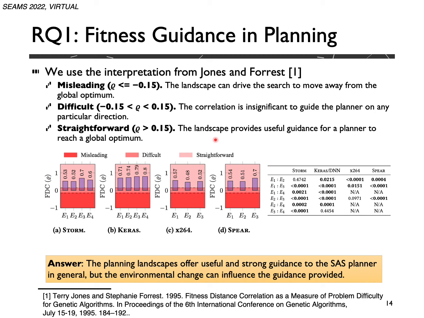In the final case, we said that the landscape offers very useful information because whenever you reduce the distance to the global optimal, the performance gets better. Here we can see that across all the environments and cases, we have all the cases with the rho of FDC greater than 0.15, meaning that the SAS landscape indeed provides very useful guidance to the planner.